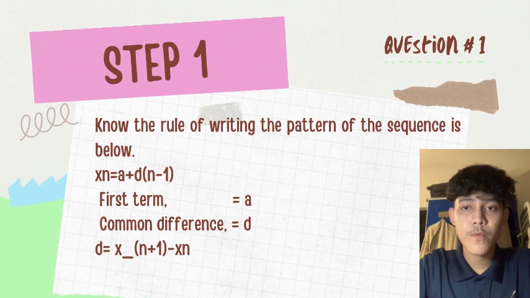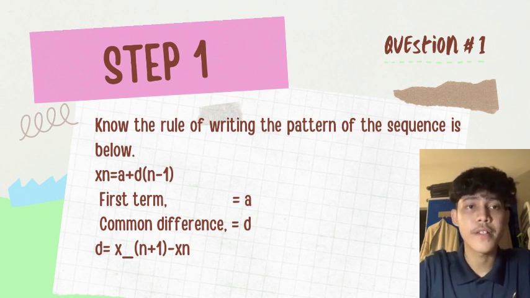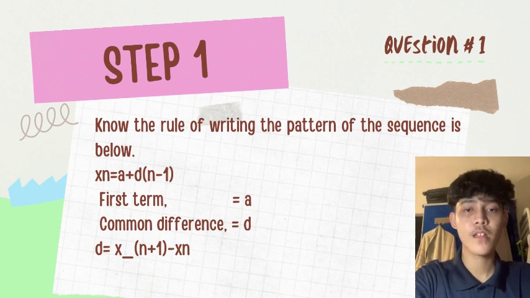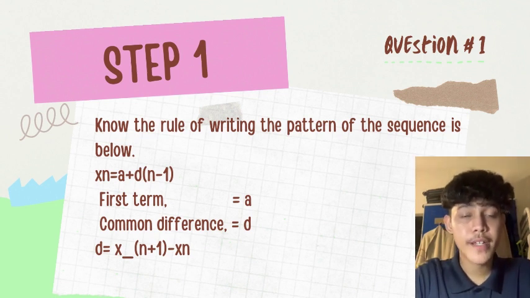For step 1, we must know the rule of writing the pattern of the sequence below. The formula is Sn equal to A plus D times N minus 1. The first term is A and the second, the common difference, is D. D equals Sn plus 1 minus Sn.